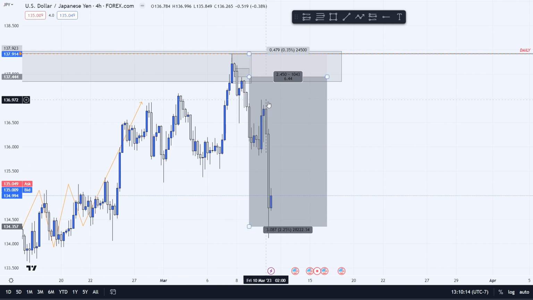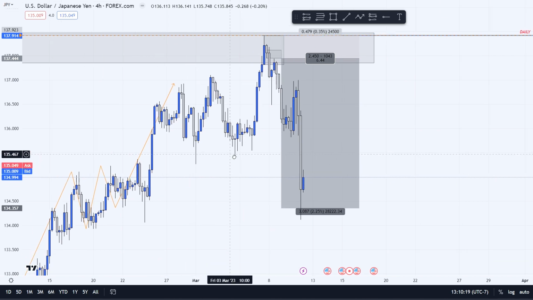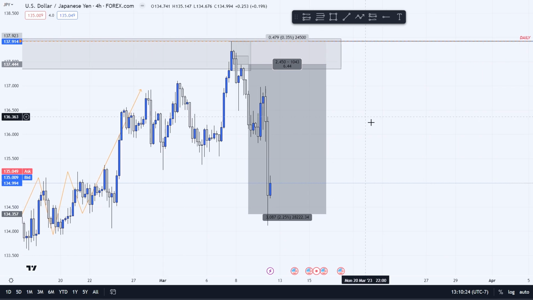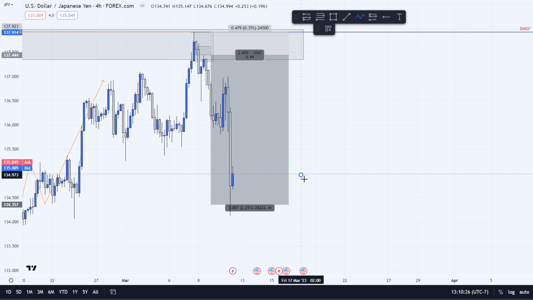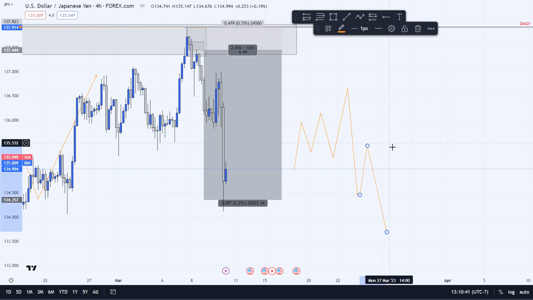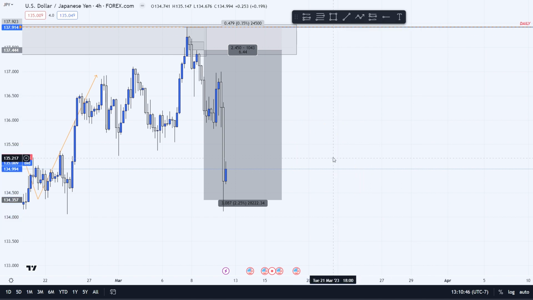So, and then my 4 hour broke this structure, so I'm more confident that it's gonna reach my take profit. But the 4 hour is still not bearish until, like I said, because right now the 4 hour looking like this. It went up, broke structure, and that's it. You know what I'm saying? It didn't give me the lower high, lower low to confirm the downtrend. So, but the majority is still bearish.